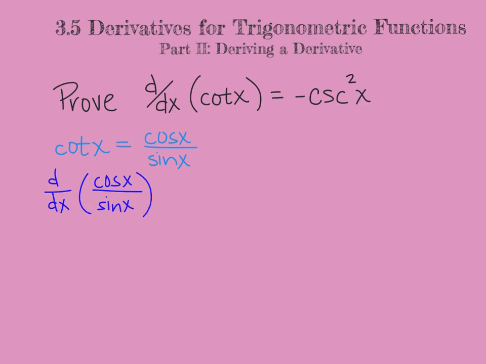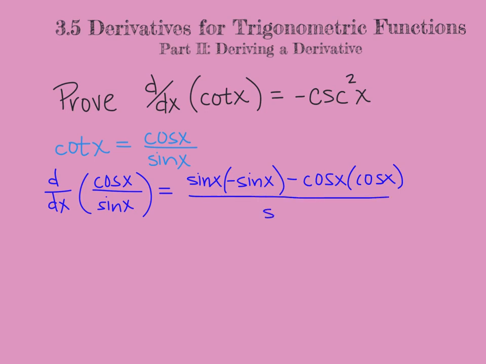All right, using the quotient rule means that I'm going to do low d high minus high d low, all divided by low squared. So low, which is the denominator, times d high, which is the derivative of the numerator. So the derivative of cosine is negative sine, minus high, d low is the derivative of the denominator. The derivative of sine is cosine, all over low squared. So sine times sine, which is sine squared of x.